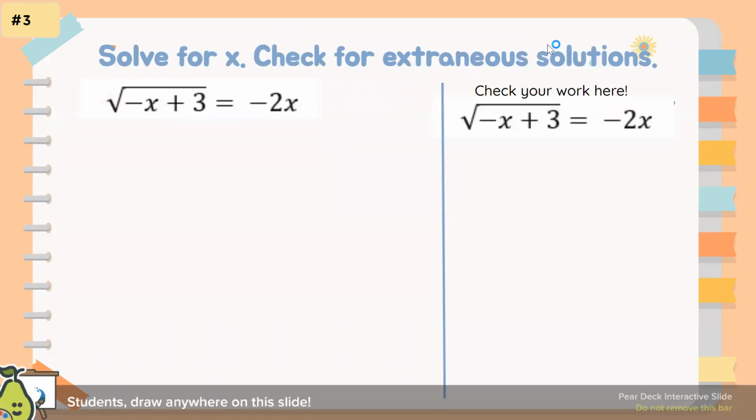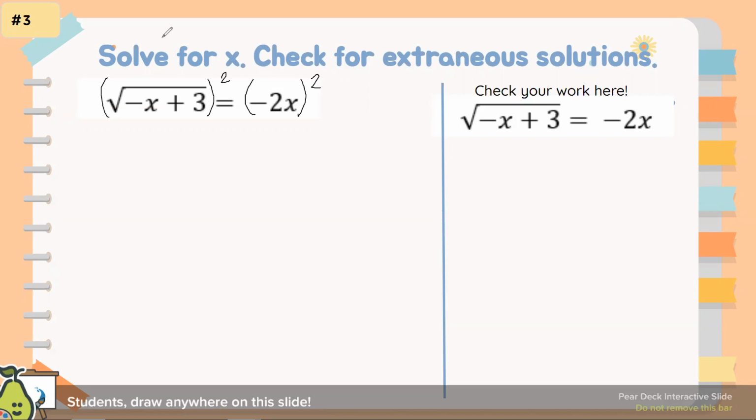Number 3 says solve for x and check for extraneous solutions. So we have a radical is equal to -2x, and then an option for us to check our work here, make sure we don't have any extraneous solutions. In order to check for extraneous solutions, we're going to need to square both sides using properties of radicals.